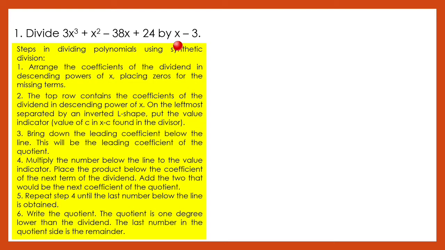So, these are the steps in dividing polynomials using synthetic division. Ang step 1 natin, i-arrange natin yung coefficients ng dividend in descending powers of x. So, check natin kung naka-arrange siya. So, x cubed yung nauna. Ang next is x squared. And then, negative 38x. So, descending order. So, tama. And then, placing zeros for the missing terms. So, since wala tayong missing terms, hindi tayo mag-i-insert ng 0. So, copy natin 3x cubed plus x squared minus 38x plus 24.